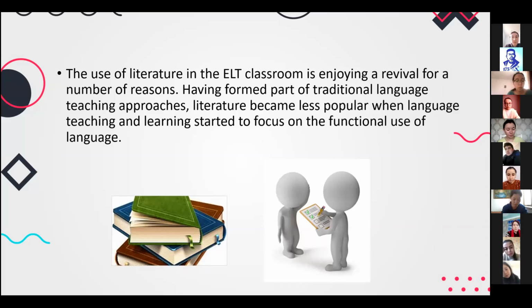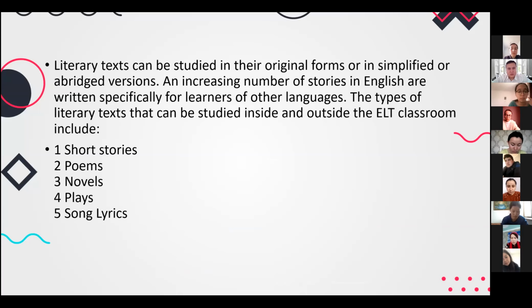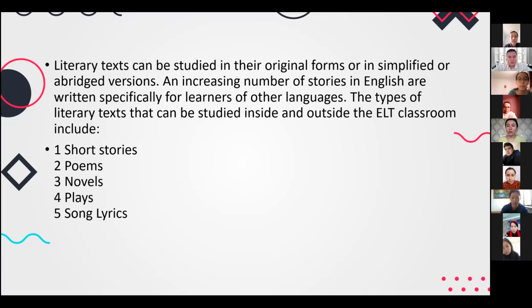What do we mean by literature? John distinguishes between Literature with a capital L, the classical texts, Shakespeare, Dickens, and literature with a small l, which refers to popular fiction. Literary texts can be studied in their original forms or in simplified, abridged versions. The types of literary texts that can be studied inside and outside the English language teaching classroom include short stories, poems, novels, plays, and song lyrics.